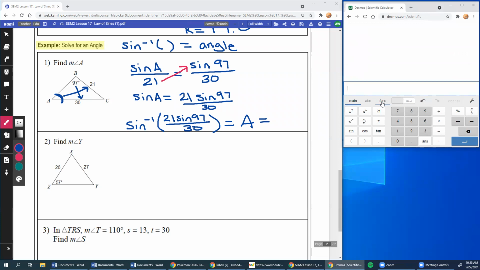I'm going to clear my calculator. If you're using the Desmos calculator, remember inverse is located on the function screen. So sine inverse of 21 sine 97, only close one parentheses, and then do divided by 30. And then our final close the parentheses, and there we go, 44.0. So this is going to be 44 degrees. So not so much, it's just making sure you type it correctly into your calculator.